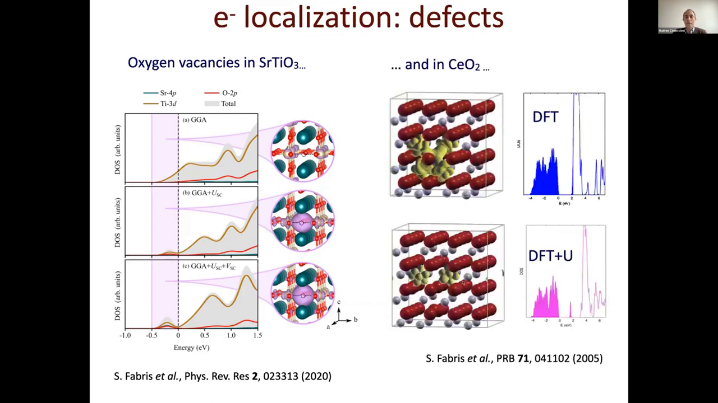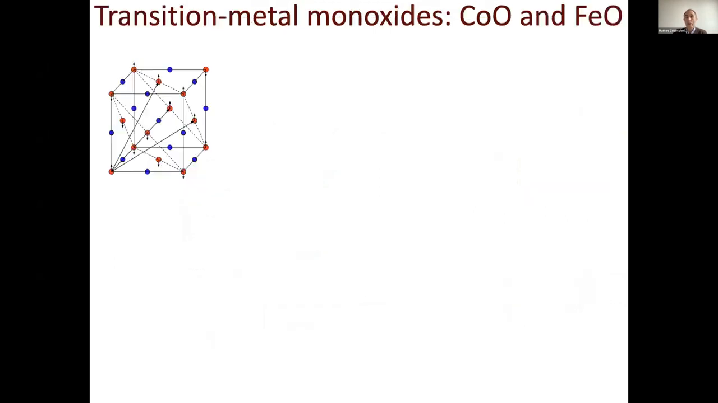And the same thing actually happens in ceria, where you have the oxygen vacancy leaving behind 2 electrons that are delocalized as usual in DFT, but far more localized with the Hubbard correction. Another class of paradigmatic example where this method has been usefully adopted is transition metal monoxides. You will practice on them this afternoon in the practical hands-on session.